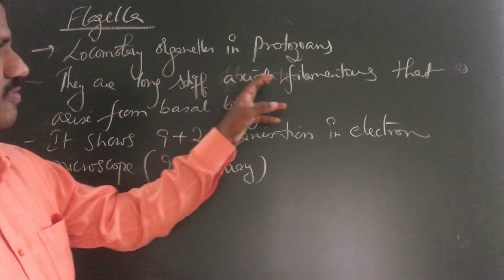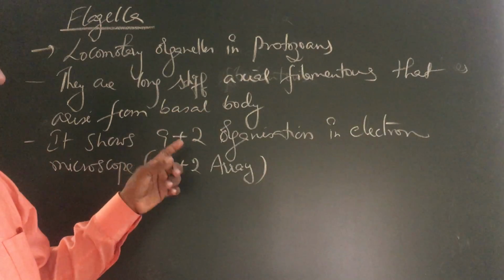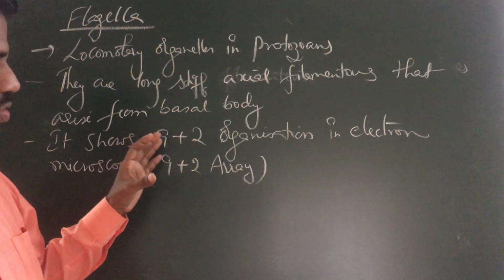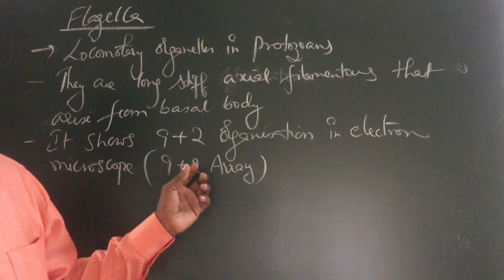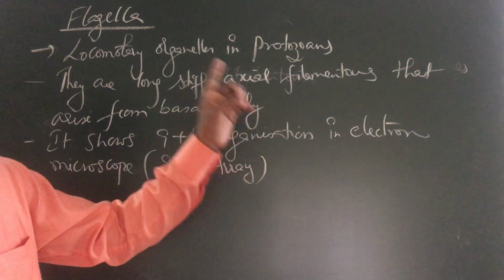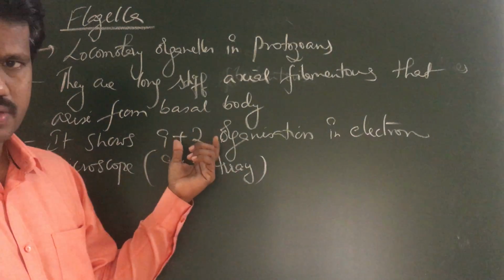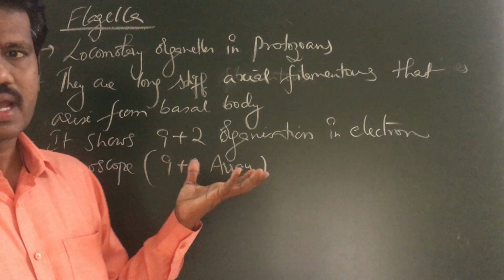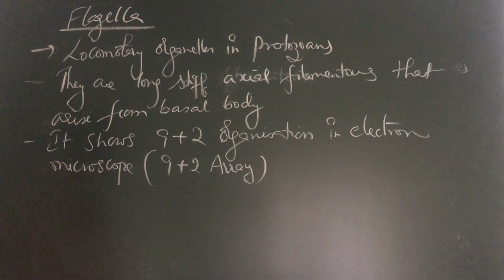So they are long, stiff filamentous structures which are always formed from the basal bodies. This arrangement we call the 9+2 arrangement. In the structure, if you see, it shows 9+2 organization. 9+2 organization means the microtubules are arranged in the peripheral regions, and in the center 2 microtubules are arranged. I will draw it and show you how the arrangement takes place. We can see in the electron microscope that the arrangement is a 9+2 array.